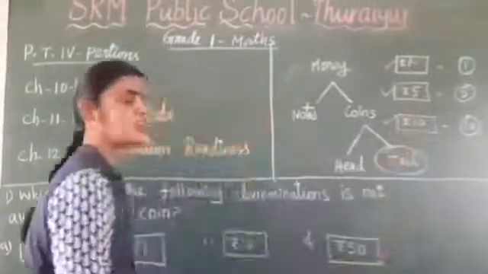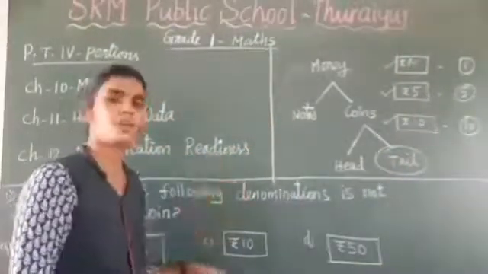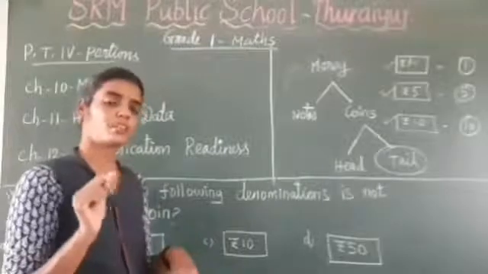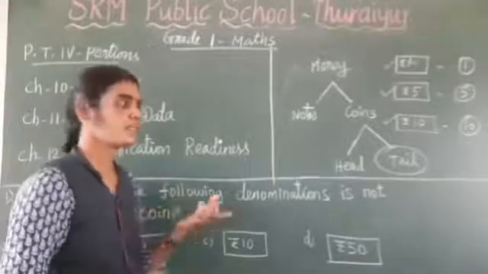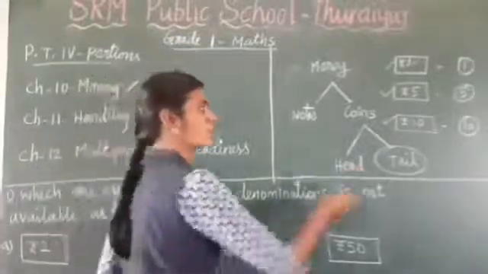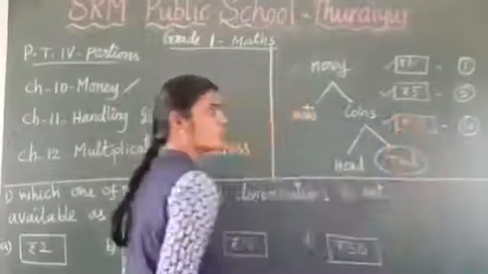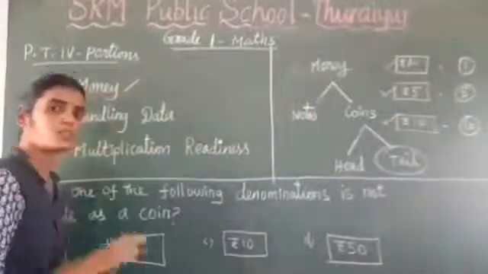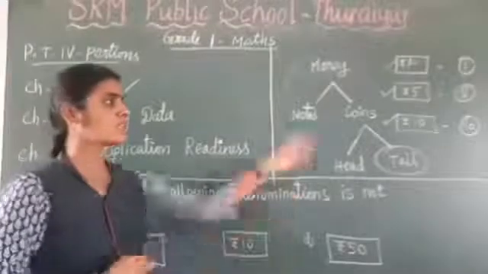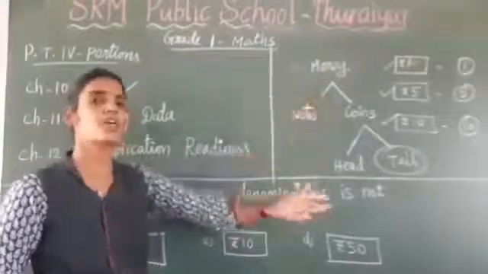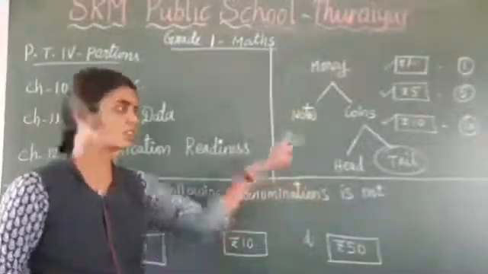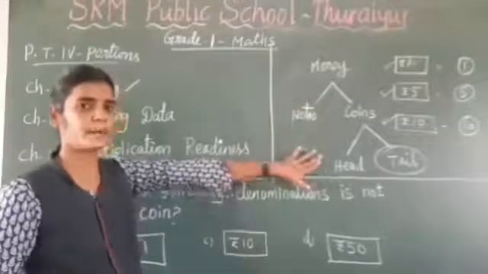There are 10 rupee notes and 10 rupee coins. Now a 20 rupee coin is also there. It was newly launched, so that also has to be checked. And a 20 rupee note is also there. So these values have both notes and coins. Are you clear about this in the money chapter?